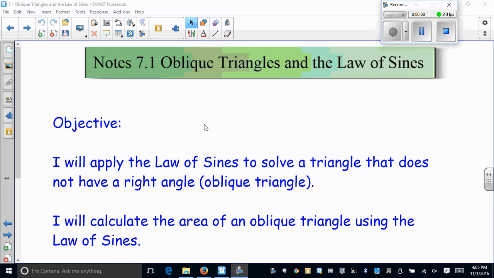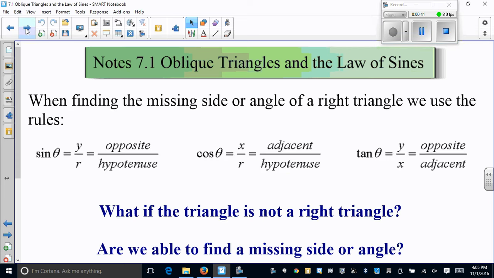When finding the missing side or angle of a right triangle, we use the rules. These are the rules when we have a right triangle, but what if we don't have a right triangle? How are we going to be able to solve it?